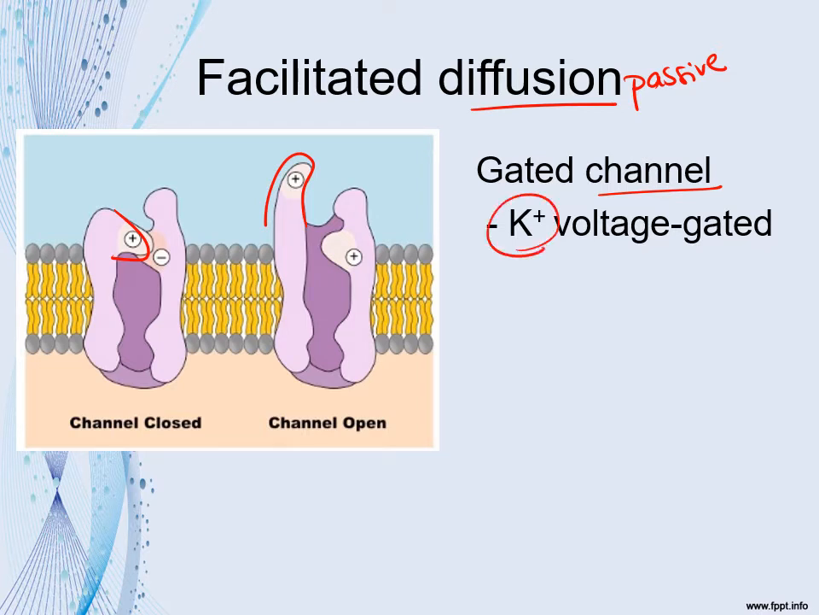So potassium, this is a potassium voltage-gated channel. In nerve cells, we know that they have charges, and if the environment is positively charged, then this gate is going to open. If the cell is negatively charged, then the gate is closed. And so potassium can just flow through that channel when the gate is open. But if the channel is closed, then potassium has nowhere to go. It's stuck either inside or outside the cell.